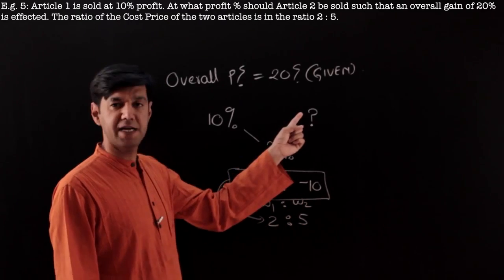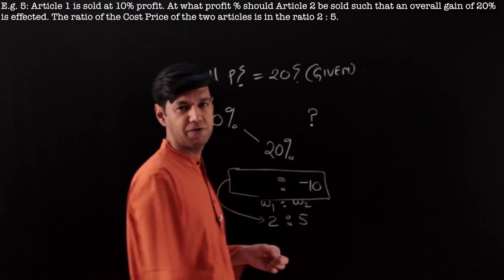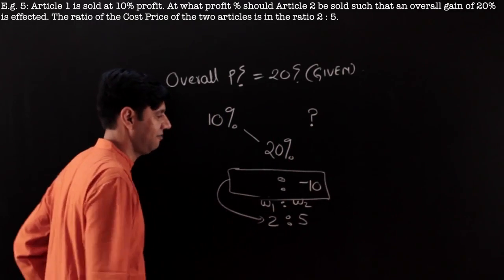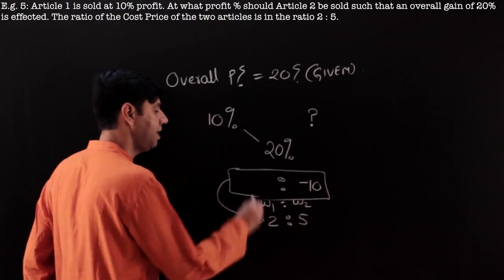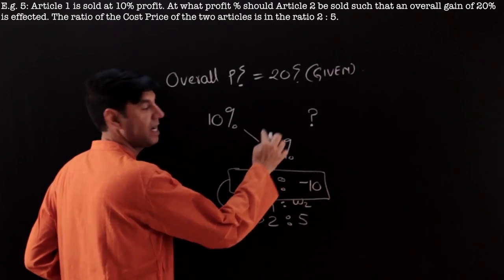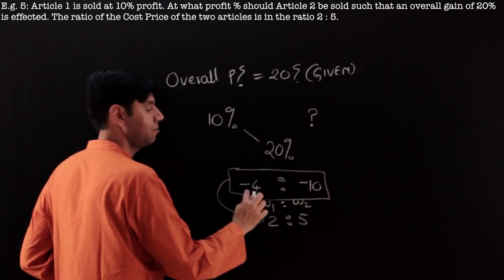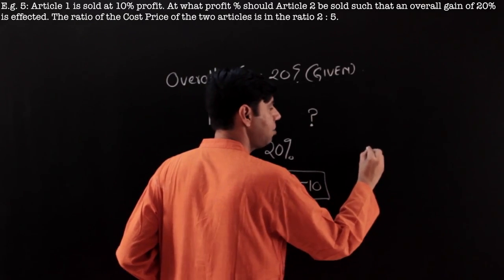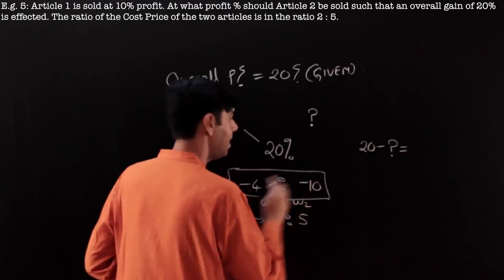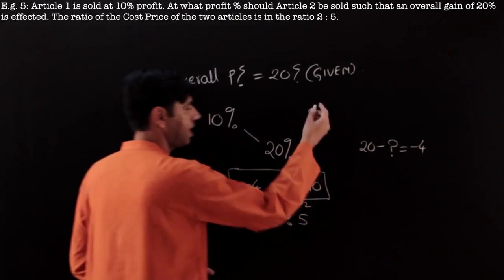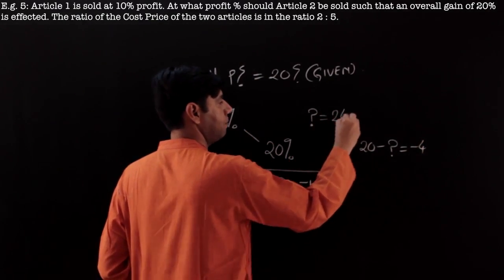I can't do 20 minus this. No need of getting an x out over there, or else it will be as good as weighted average as such. If 5 part is minus 10, then 2 part has to be minus 4. And 20 minus a number has to be minus 4. If you can't make that out, so I'm writing it here, 20 minus a certain number has to be minus 4. So that number has to be equal to 24.